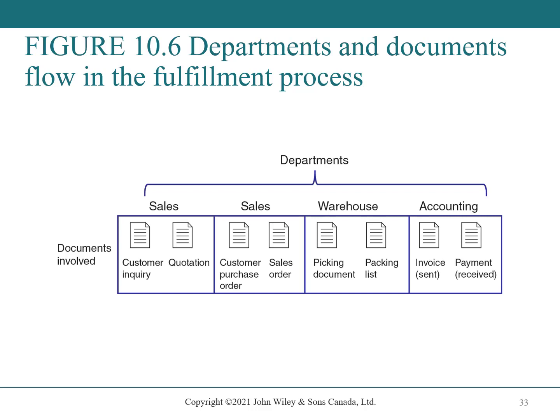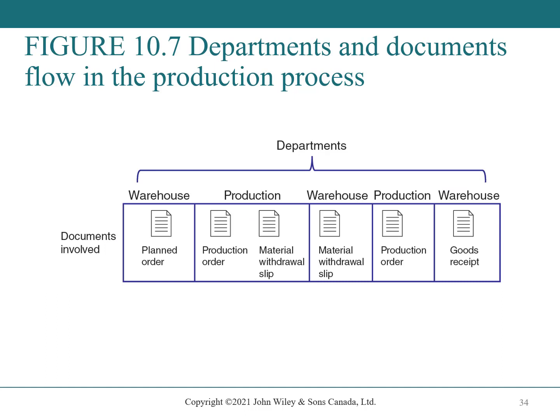warehouse, and accounting departments. Figure 10.7, departments and documents flow in the production process. The documents involved are the planned order, the production order, the material withdrawal slip, the production order, and the goods receipt. They start in the warehouse, then to production, and then back to the warehouse, and then production, and then the goods receipt finally in the warehouse.